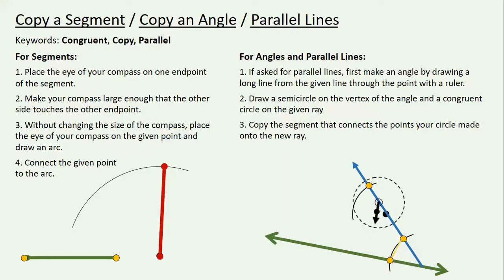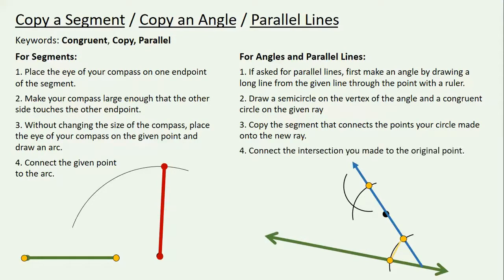Then I'm going to slide my compass to the other point and make an arc, and connect our given point to that arc. We're actually going to have a congruent angle and a parallel line. Exciting, right? Kind of cool. It's really amazing how similar all these constructions are.